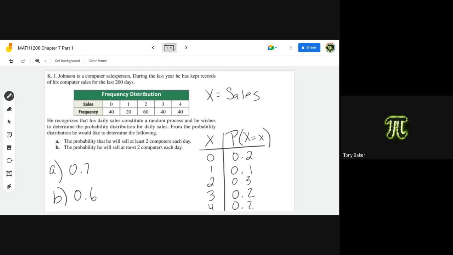Now notice, if you add those 2, you do not get 1. Because at least 2 and at most 2 both include 2. Okay, so that's in both of those. So good.